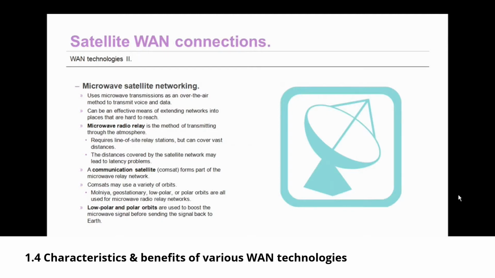It can be an effective means of extending networks into places that are hard to reach. It does use microwave radio relay as the method of transmitting data through the atmosphere. Just like WiMAX, it requires line-of-sight relay stations, but it can cover even more distances than WiMAX. Why is that? That's because it utilizes a satellite network.